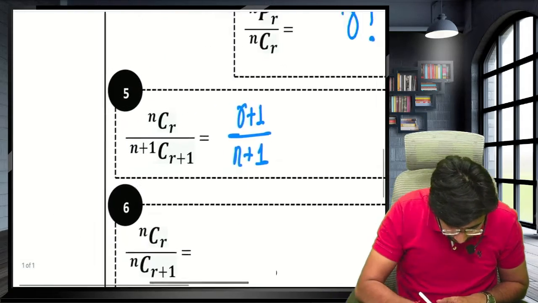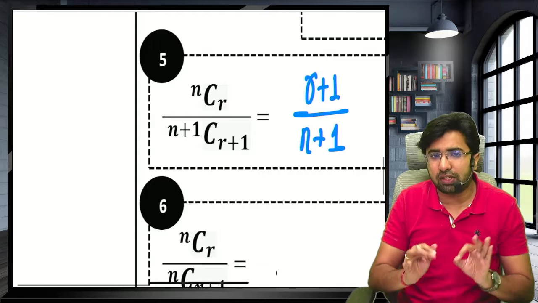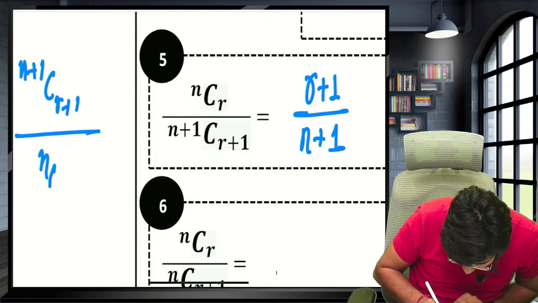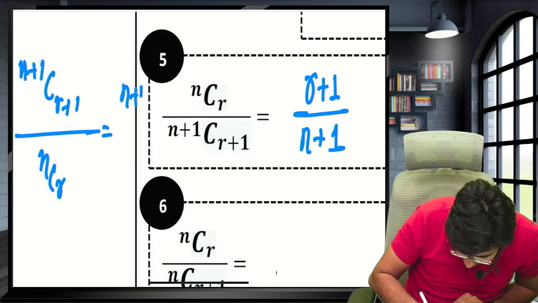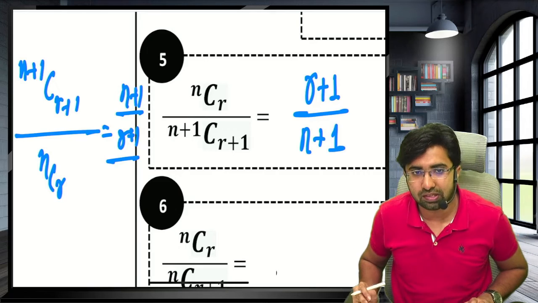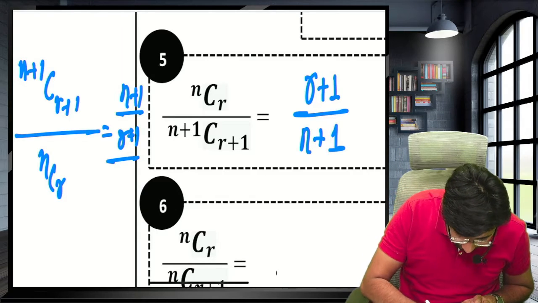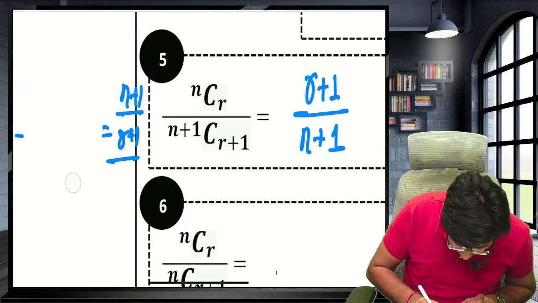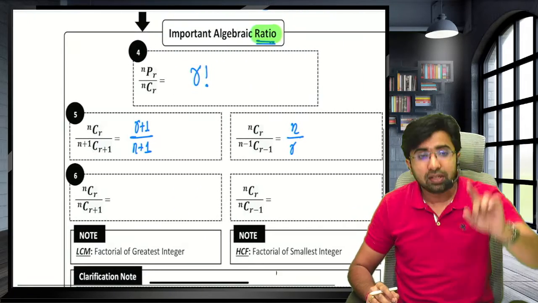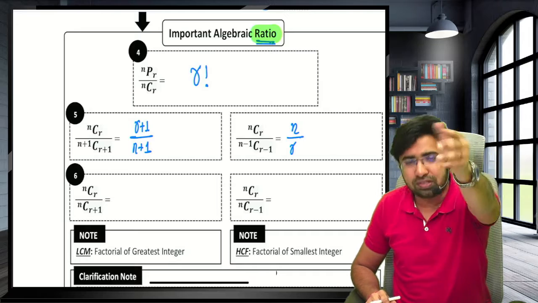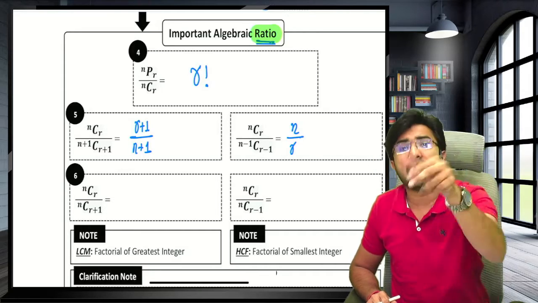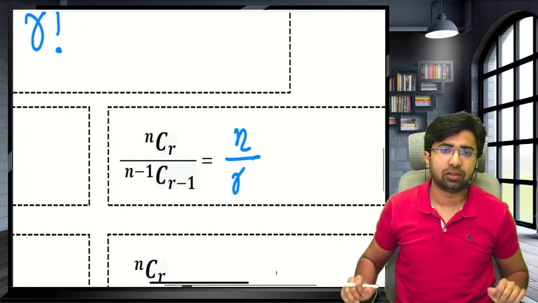Sir, if while solving the question I want n plus 1 C R plus 1 upon NCR, I will just reverse it: n plus 1 upon R plus 1. You can just reciprocal this also. Guys, as per the question, you can reciprocal whenever you want. Please write down this: NCR upon n plus 1 C R plus 1 is R plus 1 upon n plus 1, and NCR upon n minus 1 C R minus 1 is simply n upon R.